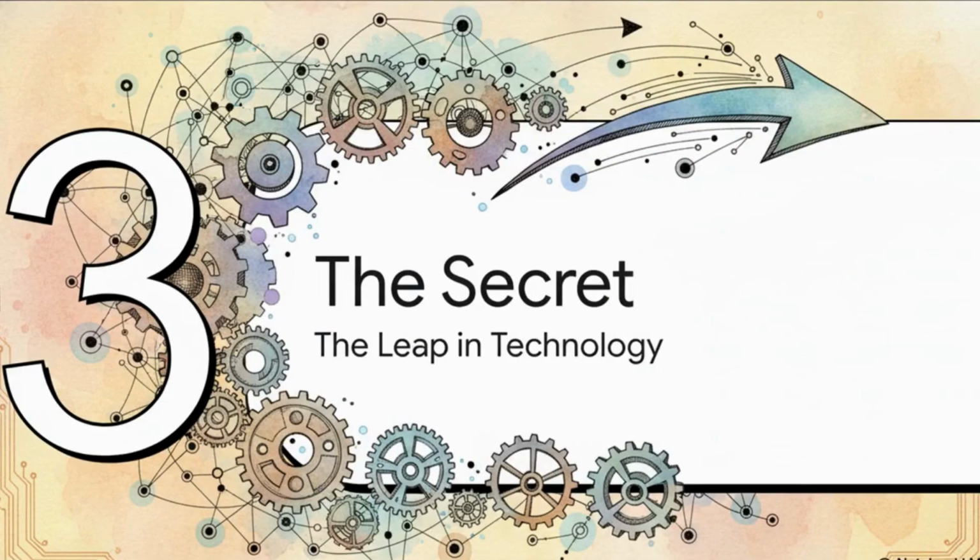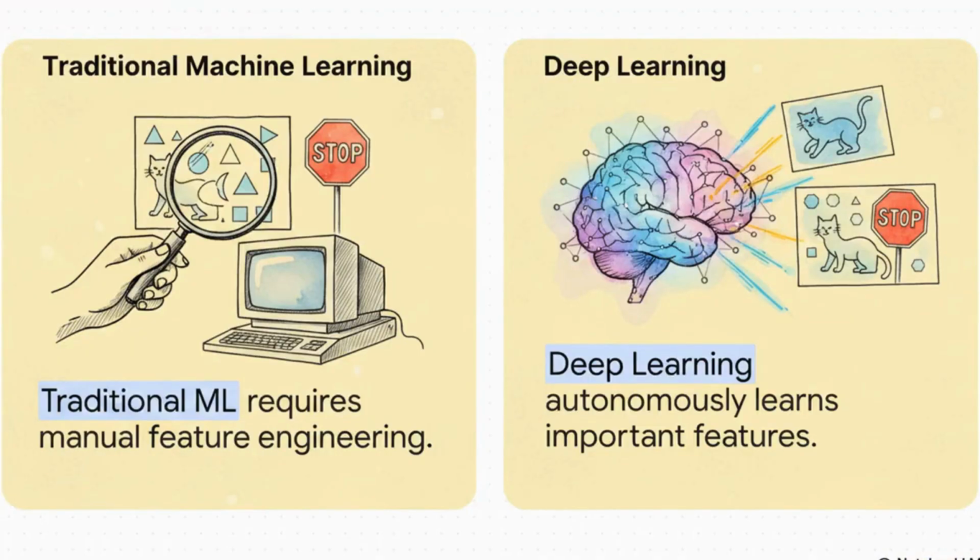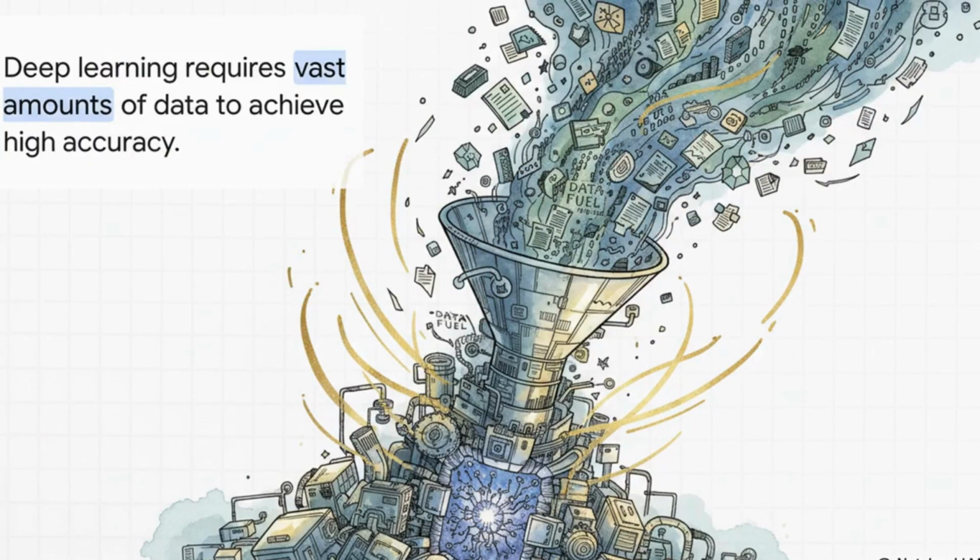Section 3, the secret. Automatic feature extraction, the leap in technology. Now, this is where the massive leap really happens. With traditional machine learning, humans had to manually point out features. Engineers literally had to code the computer to look for specific shapes or edges. But deep learning totally flips the script. It autonomously learns the most important features all on its own. It figures out what makes a stop sign look like a stop sign, completely by itself. No hand-holding required.